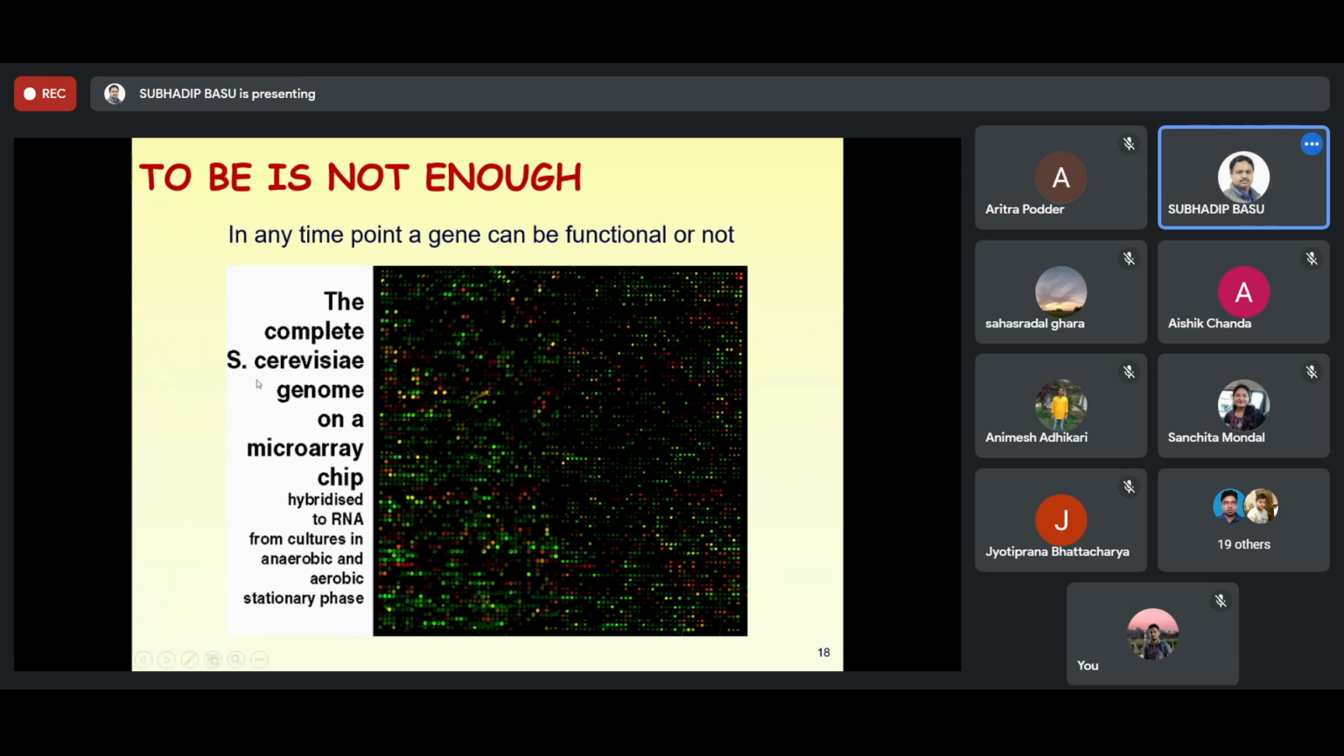So this is actually the yeast genome. This is on a microarray chip. So in general, we can have a microarray analysis, or we can also call it a gene expression data analysis, where you can see from different samples which genes are expressed and which genes are not expressed.